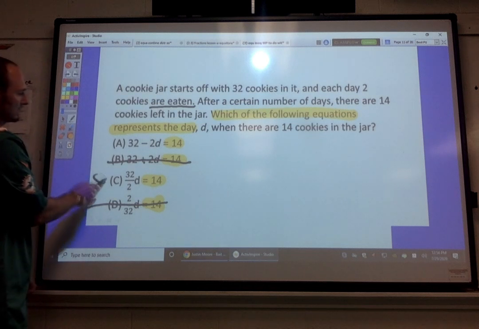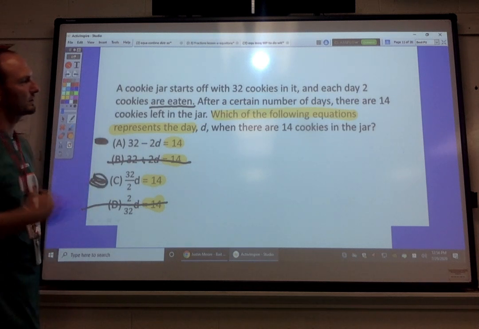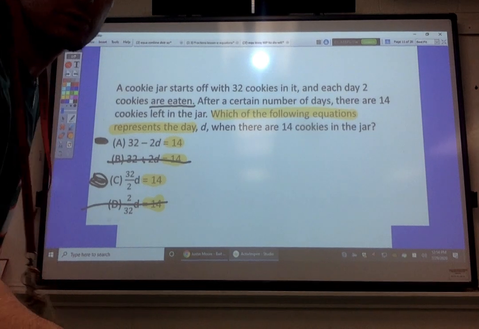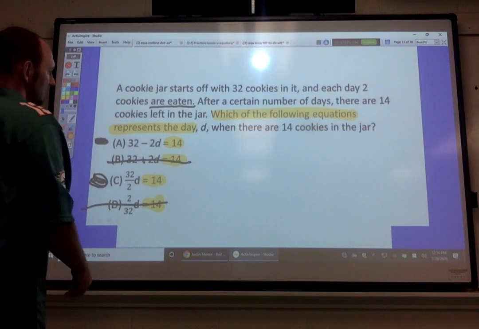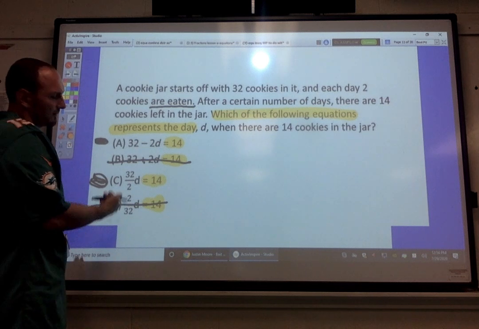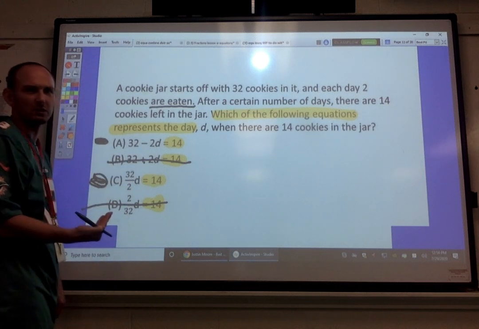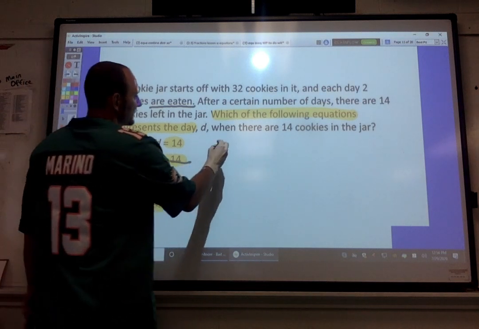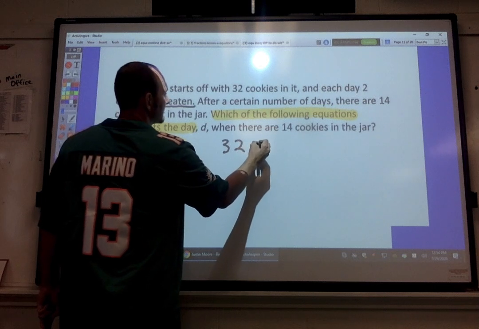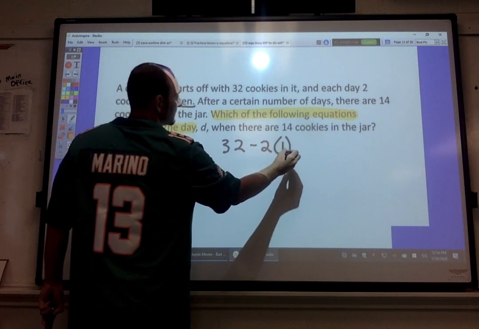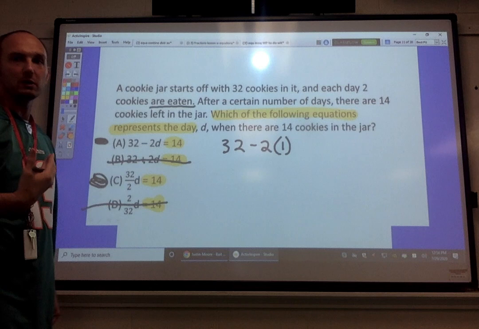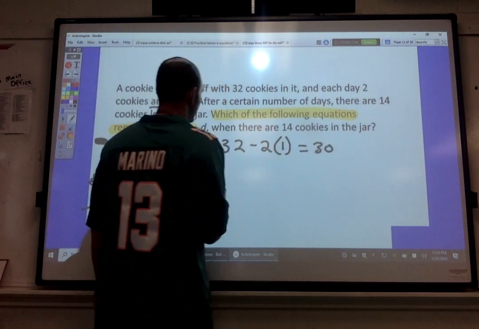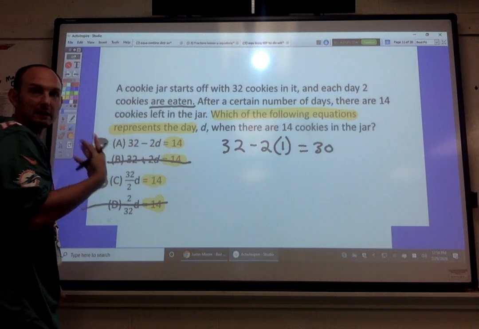So it's between this and this. One of those represents eating 2 cookies from the total. So which one, I'm not sure. When I think about it, after 1 day, how many cookies should I have? 30, right? So if you're unsure, 32 minus 2, but times 1, because of 1 day, should equal 30. 2 times 1 is 2, that equals 30. So when I plug in a 1 right here, it actually works.